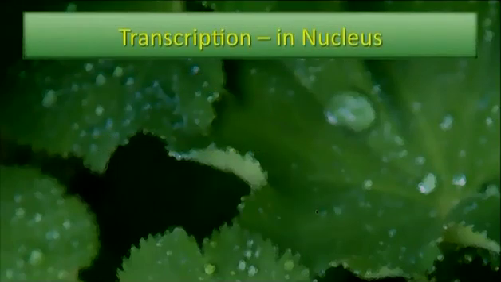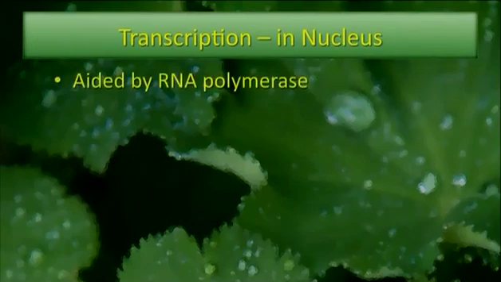Now, transcription happens in the nucleus. Transcription happens in the nucleus because it involves DNA, and the DNA in the form of chromosomes never leaves the nucleus. They're actually sequestered in the nucleus for its own protection. They're like the master blueprint, right? So this is aided by RNA polymerase. This is another enzyme, and this is actually used to make RNA.